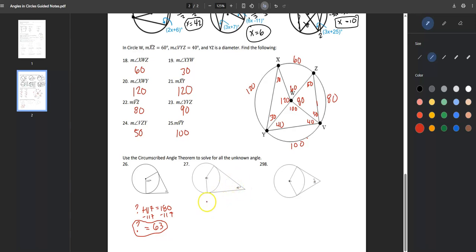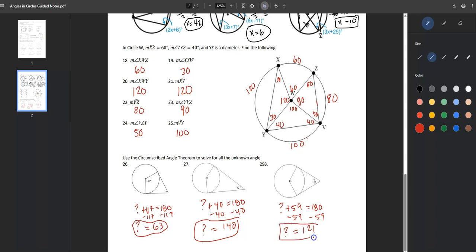Okay, again, same thing here. This is the question mark plus 40 should give me 180. So I can minus the 40. And my question mark is going to give me 140. And then here, again, question mark plus 59 should give me 180. So I'm going to minus the 59 from both sides, and my question mark should be 121 for that. And that's just using that simple rule as well.